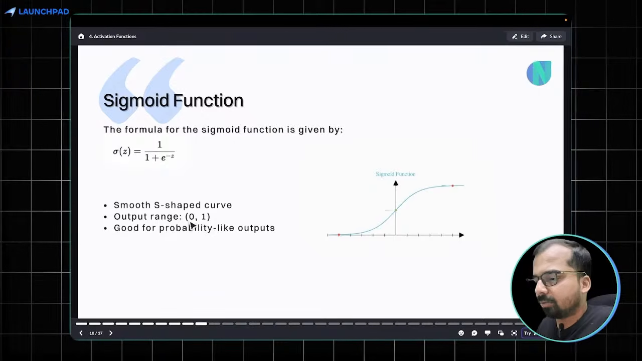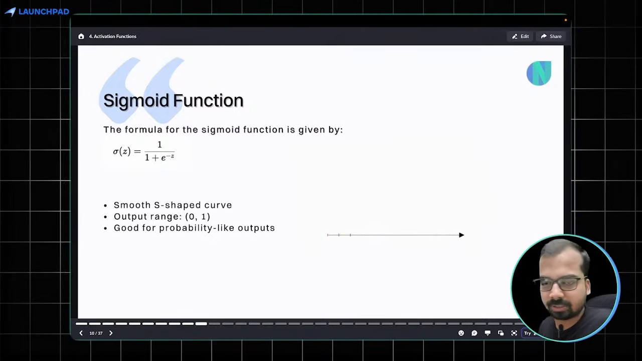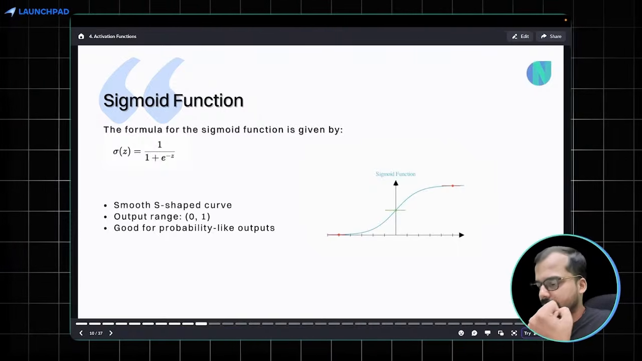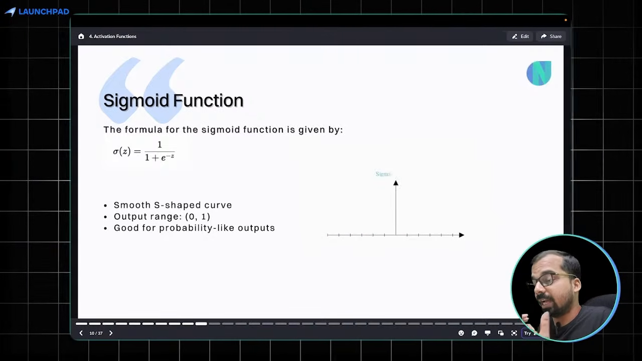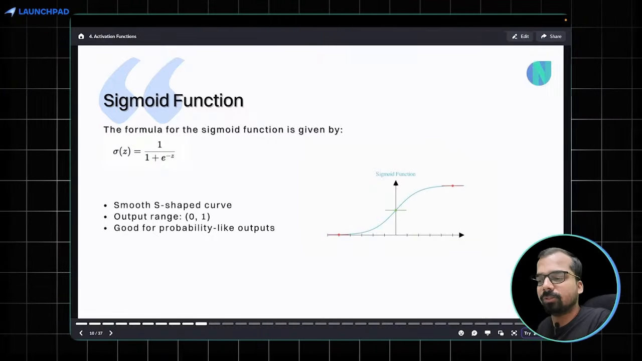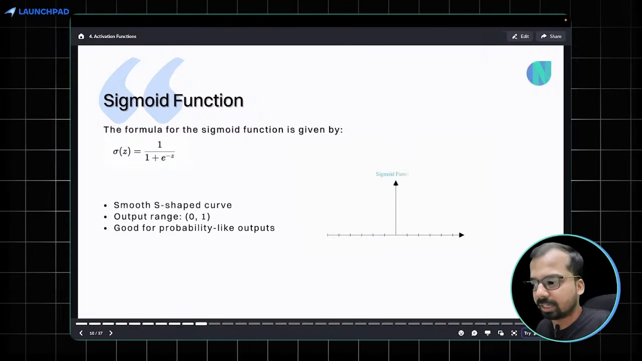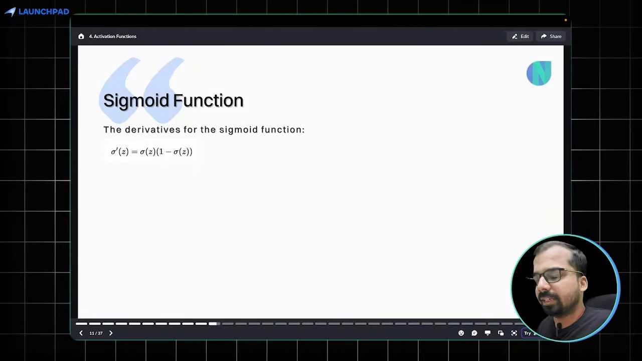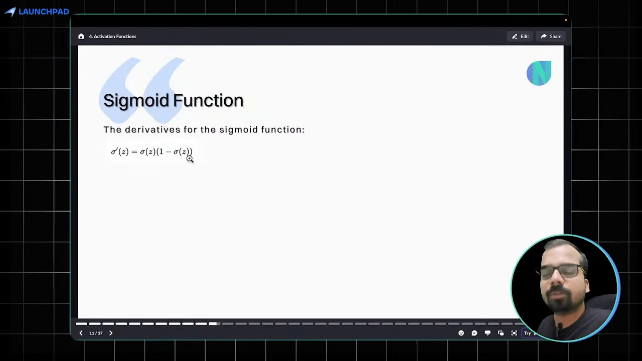Its output is bounded between 0 and 1, and that is why a lot of times if you want to do a classification task, like whether the image is of a cat or dog, or whether the review is positive or negative, you might like to have the final layer as a sigmoid layer. That helps us get a value like a probability. If the probability is greater than 0.5, I say it's a cat image, otherwise it's a dog image. The derivative of sigmoid is sigmoid of z times 1 minus sigmoid of z.